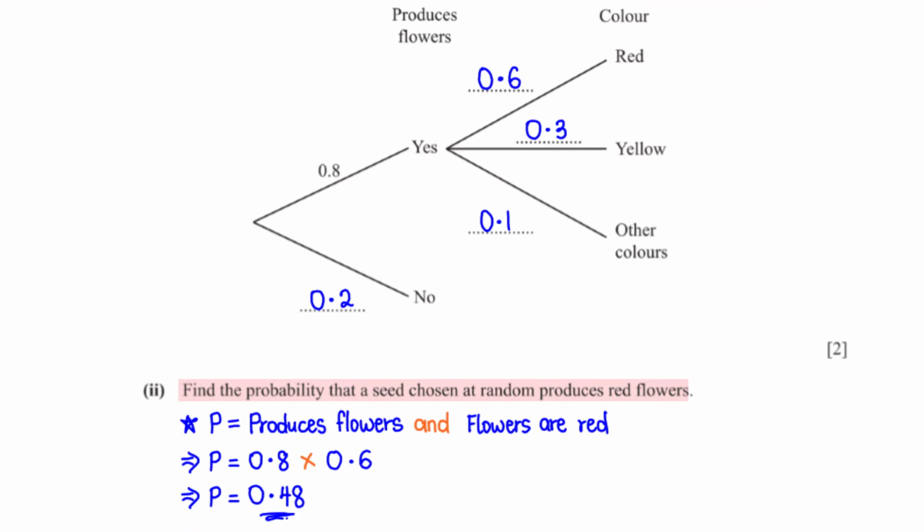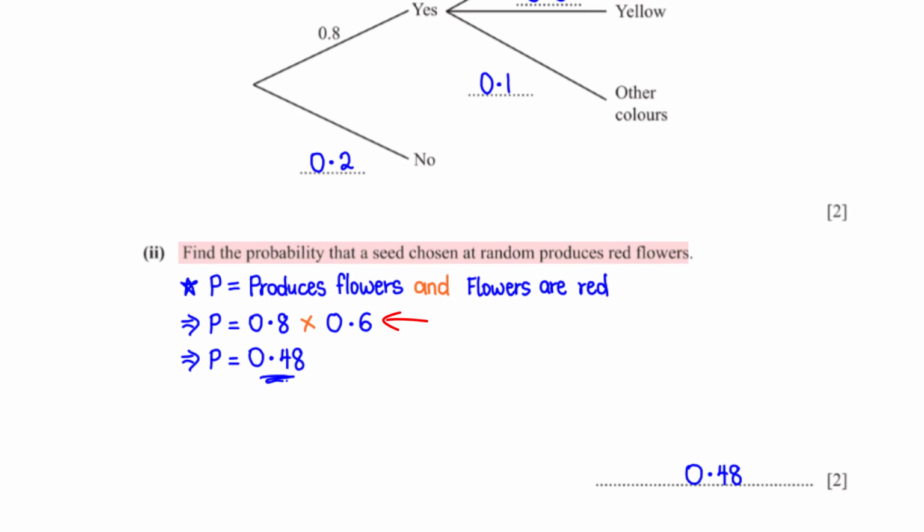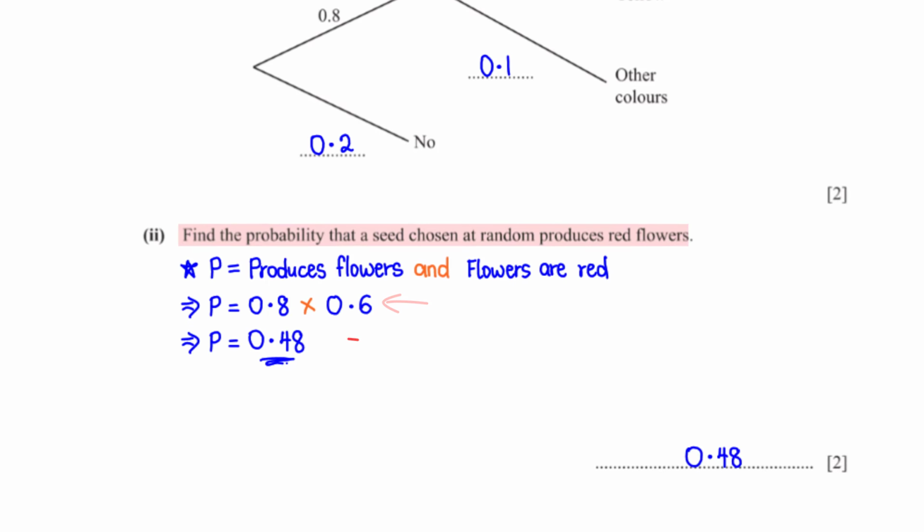Find the probability that a seed chosen at random produces red flowers. This probability is equal to the probability that the seed produces flowers in the first place and that these flowers are red. The probability that the seed produces flowers is 0.8 and the probability that these flowers are red is 0.6. 0.8 times 0.6 is 0.48.